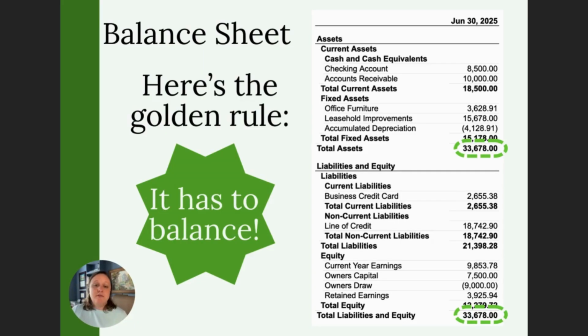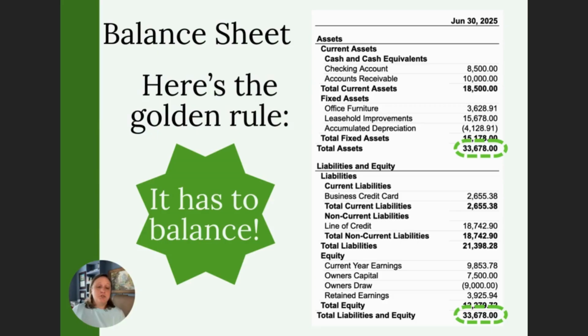The bottom half of the spreadsheet, or balance sheet, is going to include your liabilities and equity. And so we said liabilities were like credit cards or loans, line of credit. So we're going to have a total of liabilities, but then we're also going to look at your equity.